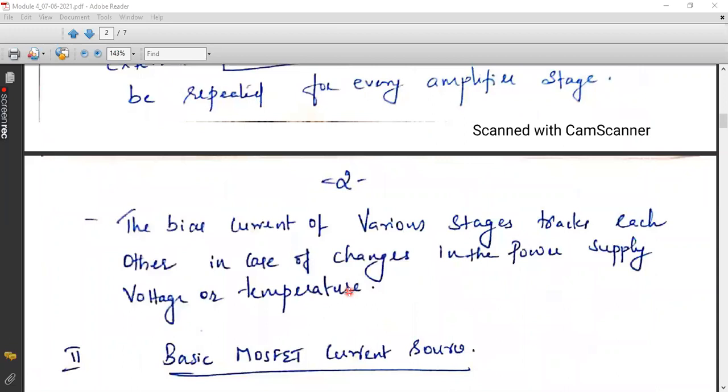Now coming to the second point: the bias current of various stages tracks each other in case of changes in the power supply voltage or temperature. You know that the voltage coming from the government KSEB won't be stable, right? Always we will have some sort of fluctuations, isn't it? The power supply coming through the three-phase transformer will always have fluctuation. These fluctuations in the power supply will also result in instability in the biasing process of our ICs.